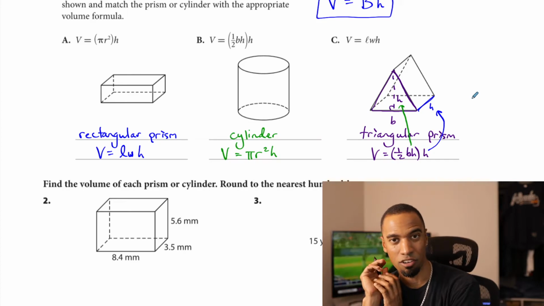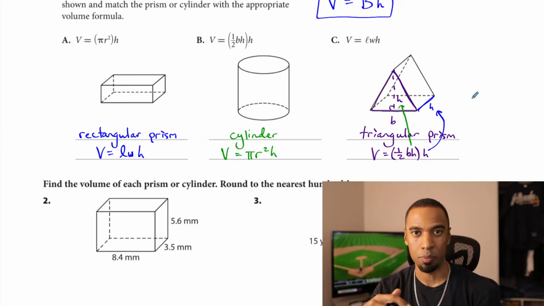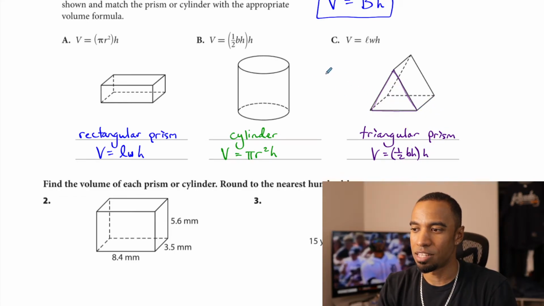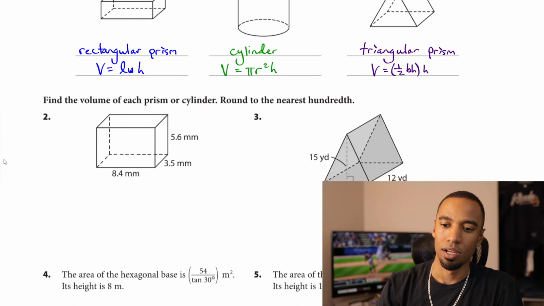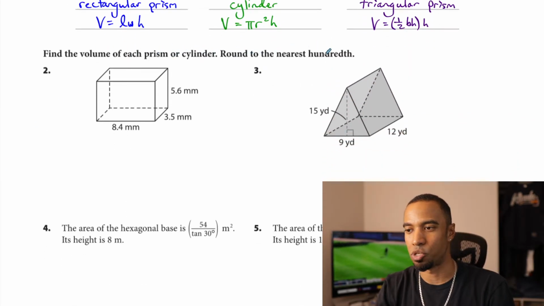That's why I'm going to do area of base differently from when I do it with the whole volume and the height right there. So I wanted to make sure that you very well knew that. All right, let's move forward. Numbers 2 and 3. Find the volume of each prism or cylinder, round to the nearest hundredth.